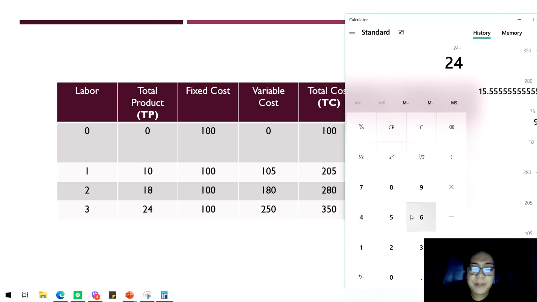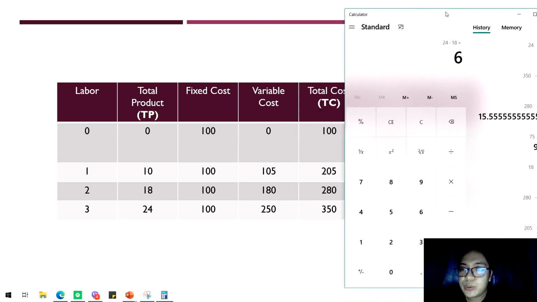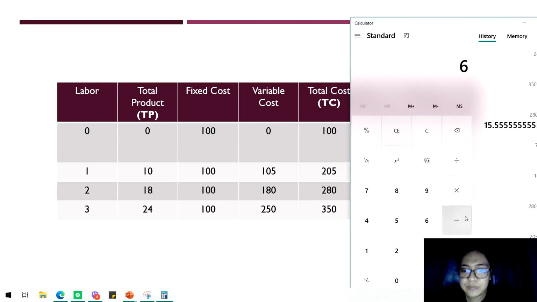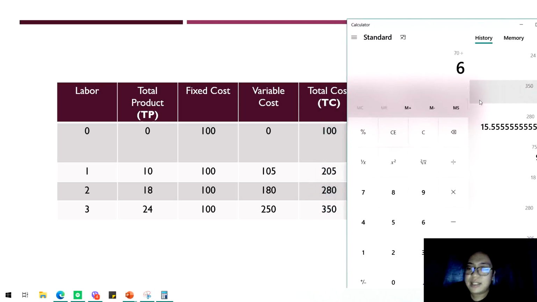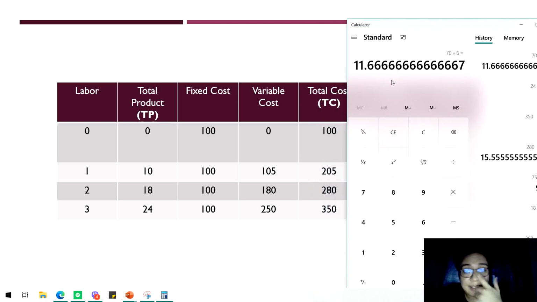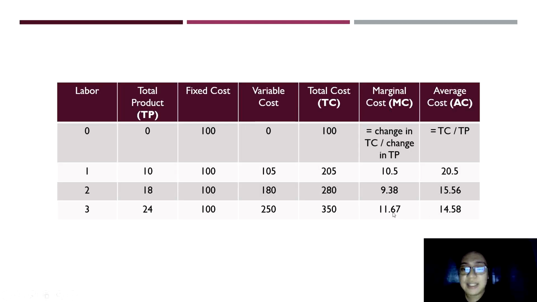And the change that happened from 18, that is 6. So 6 ang naganap na change in total product. So we have to divide 70, which is yung change, divided by 6. Tama ba? Yes. And that is 11.66666, which is when rounded up, that is 11.67. So ito po yung marginal cost or yung change dun sa cost na naganap when we increased our labor into 3 and when we have this kind of total cost.